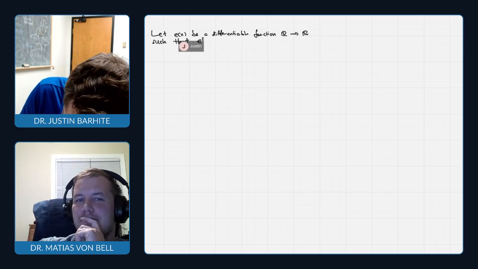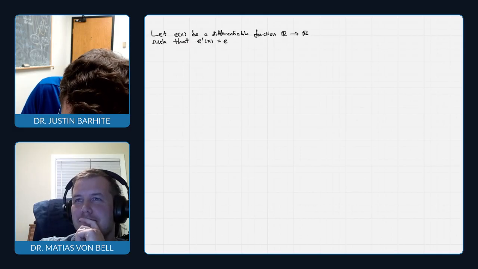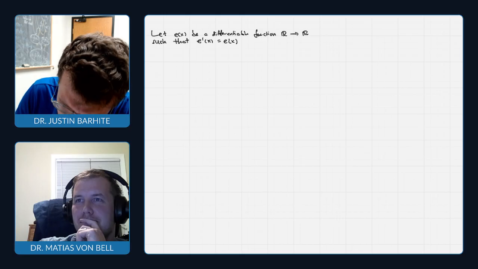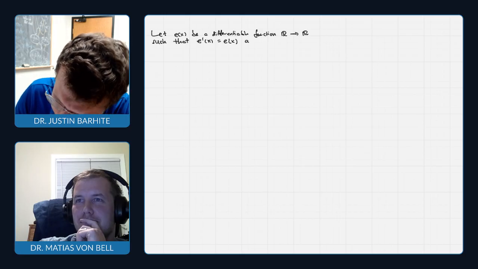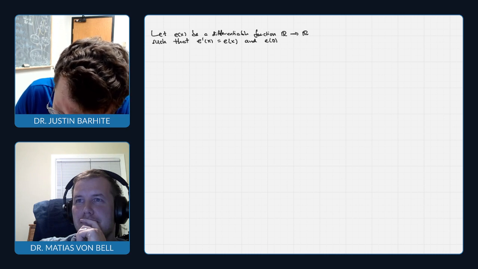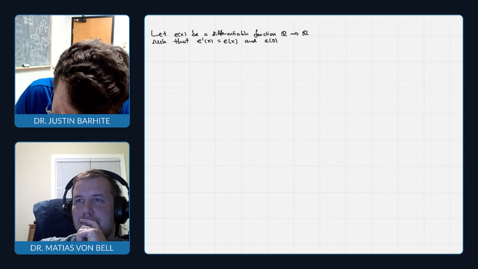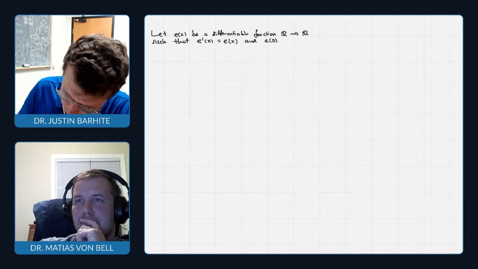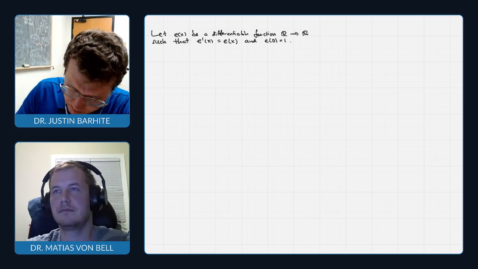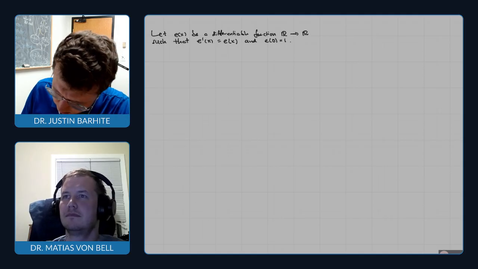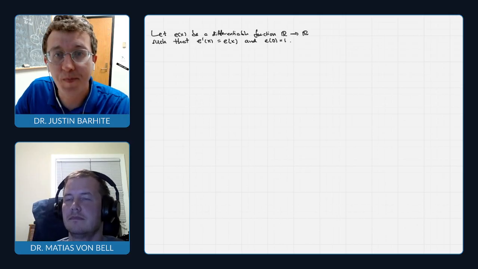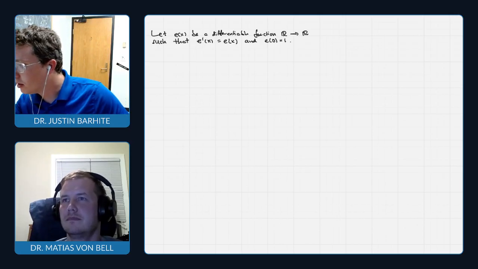Now, e prime of x equals e of x, and e of 0 is 1. Whew, okay, maybe if I zoom differently. I mean, it's something weird about my iPad, or the app on my iPad. Okay, this is our starting point. This is all we're going to assume.